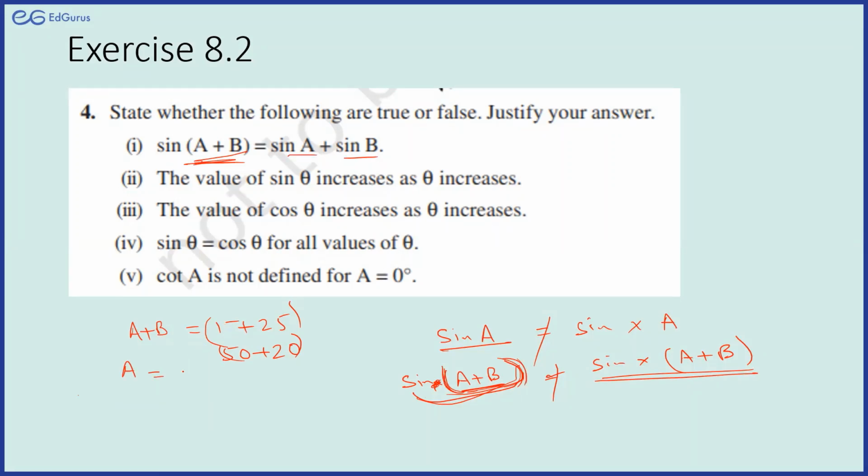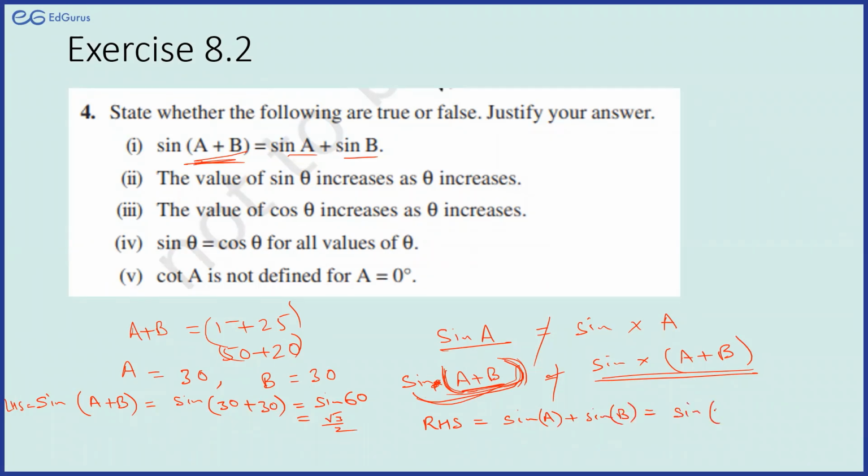Suppose my A is 30 and my B is also 30. Now, my LHS is sine of A plus B. So this is sine of 30 plus 30, which is nothing but sine of 60. What is sine 60? Sine 60 is root 3 by 2. Now RHS. My RHS is sine A plus sine B. So this is sine of 30 plus sine of 30.